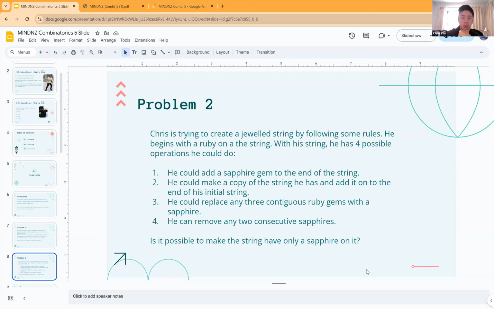I think this one's a little bit trickier. I'll let you guys think about it for maybe a minute, and then I'll give a bit of a hint.